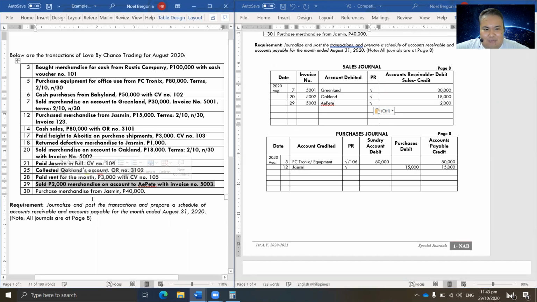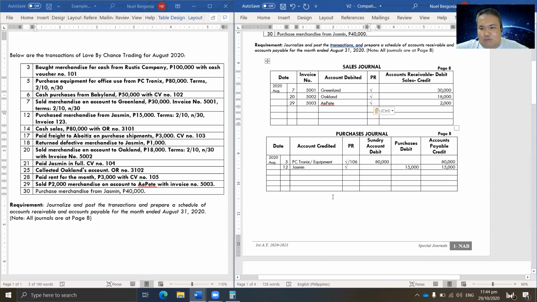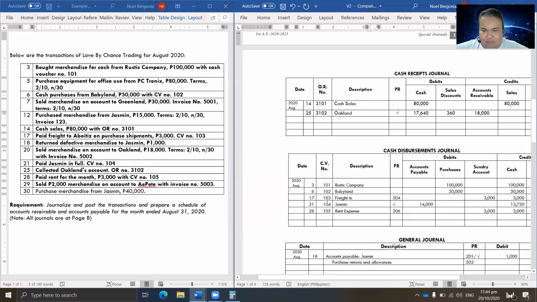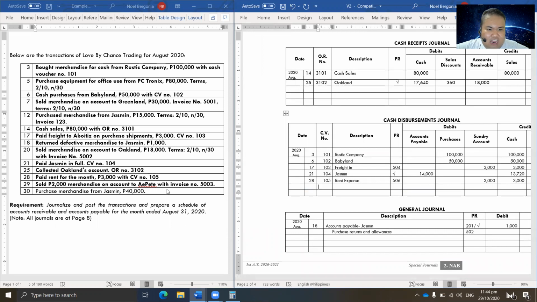Tapos, purchased merchandise from Jasmine, 40,000. So most likely this will be for cash kasi wala siyang credit terms. So paano gagawin natin? Debit purchases and credit cash. Jasmine, saan po siya papasok? Cash Disbursements Journal. Wala nga lang nakalagay na cash voucher number, so we put it CV number 106. So i-assume ko na lang na cash purchases yan. So it would be on the 30th.